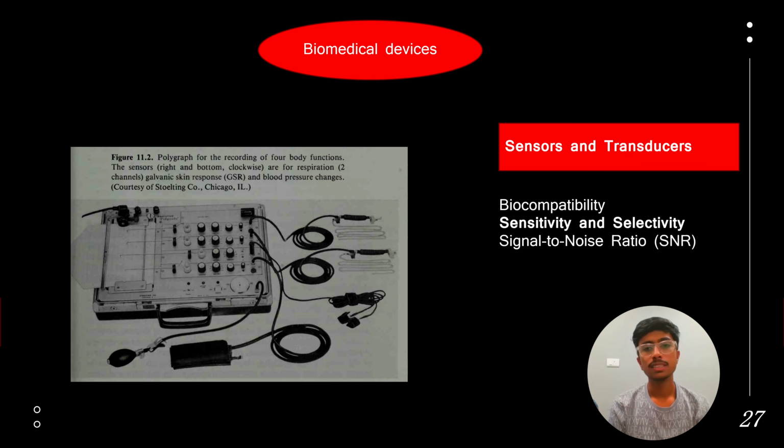Now let's take a look at sensors and transducers. These devices detect physiological signals from the human body and convert them into electrical signals for processing. The system shown here records important bodily functions like heart activity, respiration, and blood pressure. Another key factor is sensitivity and selectivity. The sensor must detect very small signals while responding only to the desired physiological parameter.